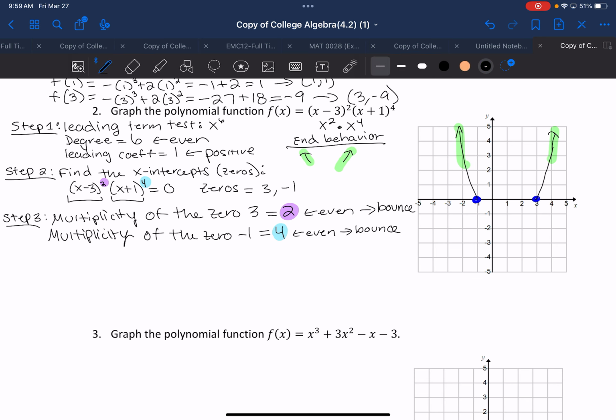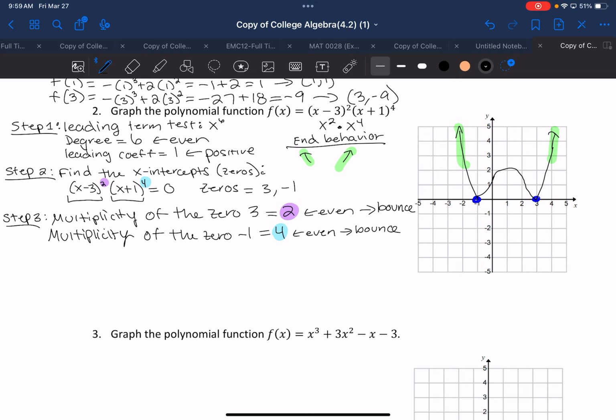And then based on my multiplicity, these both bounce. So I know that at the 0 of -1, it comes down, touches it like it already is, has to go back up because it bounces. And then it goes up some amount, I don't know how much, but it has to come back down to touch that other x-intercept. And then like we said, that one also bounces, touches it and then goes back up. So it looks something like this. This is a general shape of your graph.